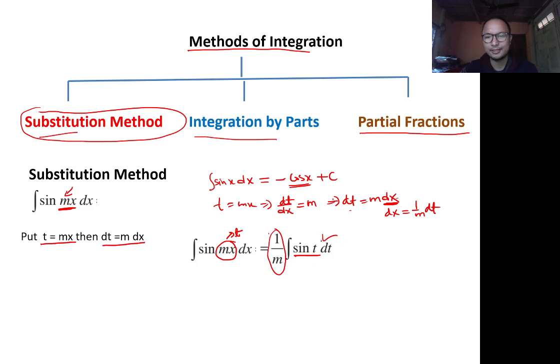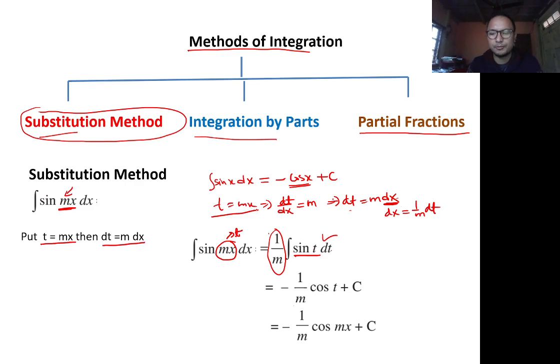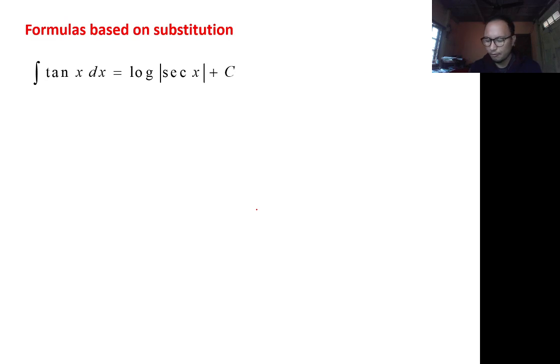Now that is the integral of sine t dt, right? So what is the value? It is going to be minus 1 by m cos t. And what is t? t was mx, so we have to put it back. So we use one of these methods to solve the problem; this particular method of substitution we call the substitution method.